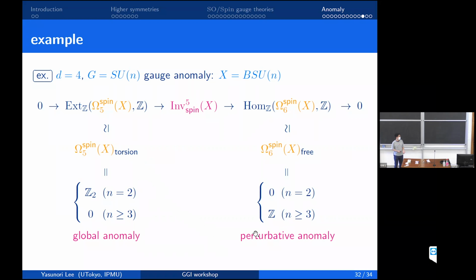And it indeed captures the information on anomaly. So for N larger than or equal to 3, the SU(N) gauge theory might suffer from perturbative gauge anomaly, while it does not for N equals 2. Meanwhile, for N equals 2, the theory might suffer from Witten's global gauge anomaly, while, in contrast, there is no such global anomaly for N larger than or equal to 3. So indeed, this Bordism thing somehow captures the anomaly information.